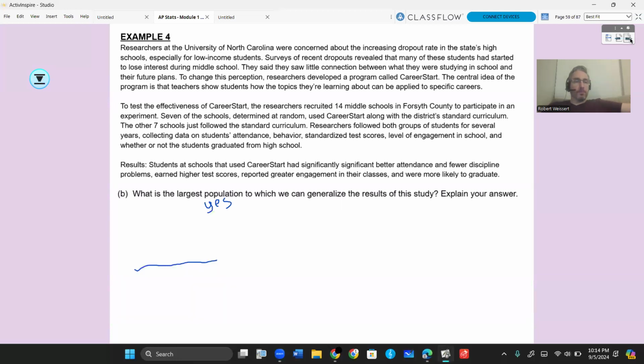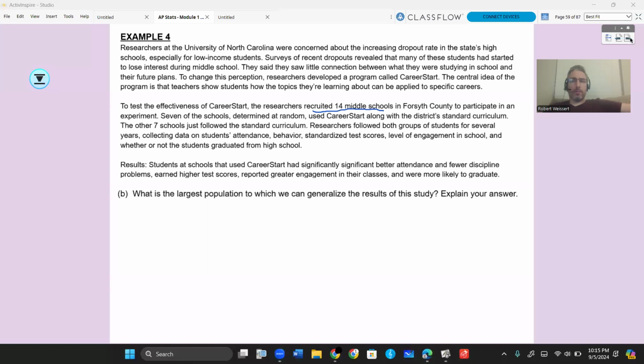How about part B? What is the largest population to which we can generalize the results of the study? Now, in order to generalize to a population, we have to think about, did we randomly sample? And we did some surveys here. Researchers were concerned about the increased dropout rate. If we look over here, they recruited 14 middle schools in Forsyth County to participate in the experiment. The schools were determined at random, used Career Start along with the district standard curriculum. The other 7 schools followed the standard curriculum.